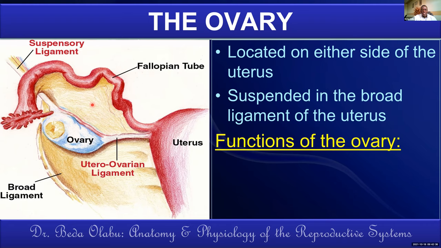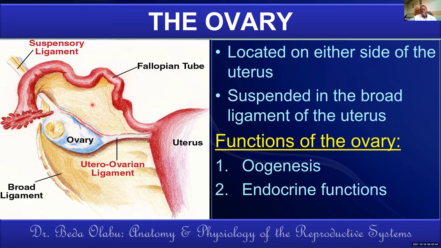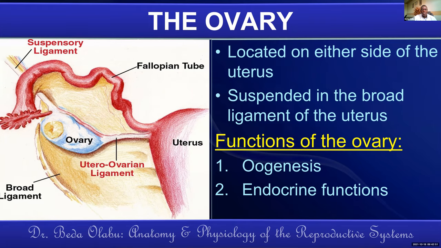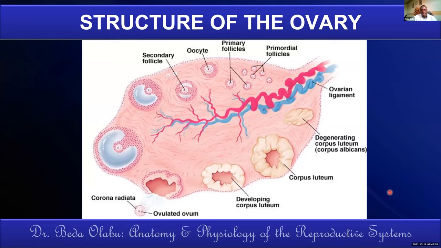What are the key functions of the ovary? Two key functions of the ovary: production of the oocyte, that's what we call oogenesis, and production of hormones, in particular, estrogen and progesterone. So in terms of its structure, this is the ovary. We have the outer covering of the ovary, which we call the ovarian capsule. I'll be showing you a better image of that.